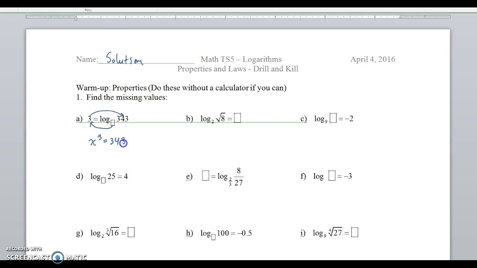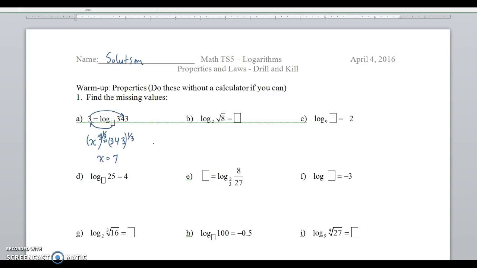When the base is missing, it's pretty straightforward. If it's a cube on the side, you can take the cube root of both sides, 1/3 on this side and 1/3 on the other. It helps if you know the cube root of 343 is 7. So your answer, x to the 1 equals 7.